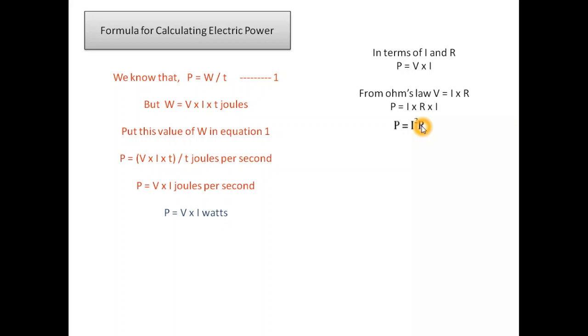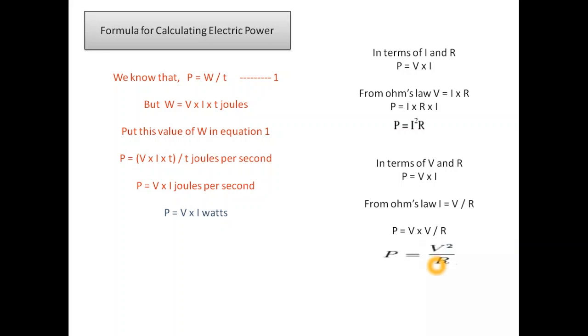Now if we calculate the formula in terms of V and R, potential difference and resistance, again the same formula, P is equal to V into I. From Ohm's law, we have I equal to V by R. So substitute for I: V as it is, and instead of I we write V by R. So we will get P equal to V squared divided by R. So this is another formula for electric power.